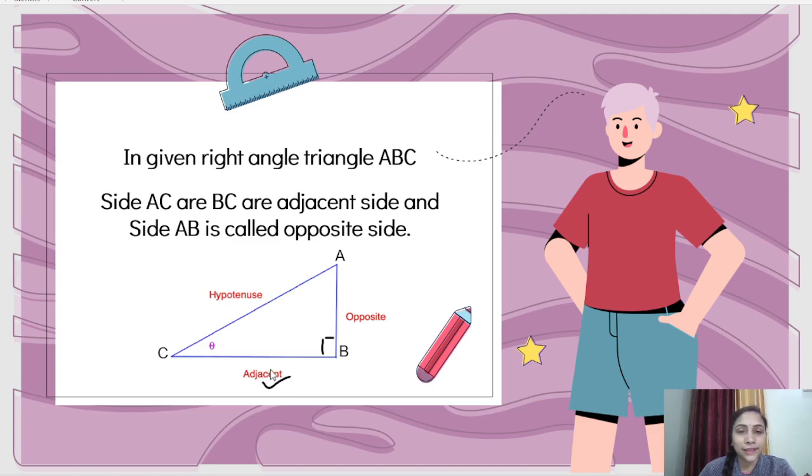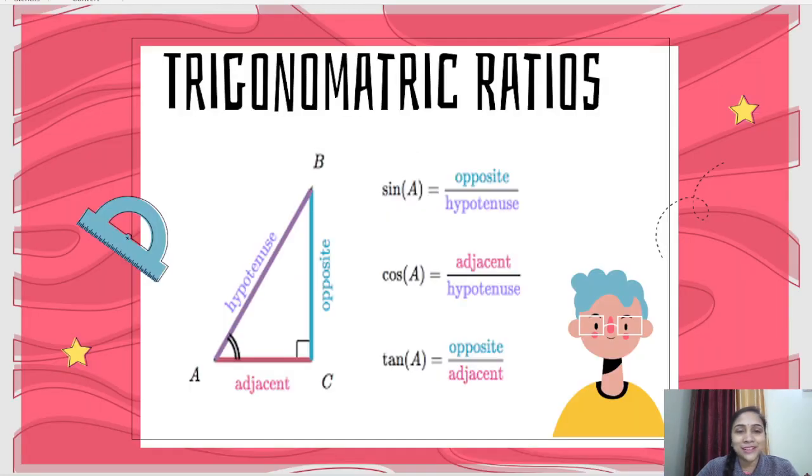As I already explained, adjacent means side by side. They have a common meeting point here, and according to this point they are meeting at this point. So these two sides, AC and BC, are known as adjacent, and the opposite side is just in front of that angle. So AB is the opposite side, and AC and BC are known as adjacent sides. Clear?